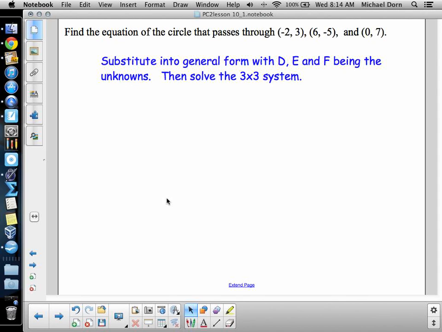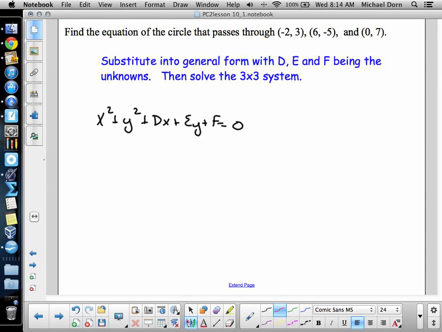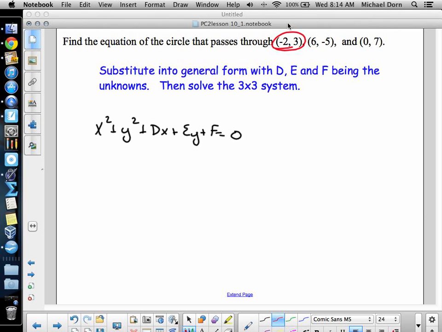Basically, the way it works is this. We're going to take each one of these points and use it as an x, y. Why? Because I know my general form is x squared plus y squared plus dx plus ey plus f equals 0, right? So I'm going to take each one of these points individually. Say negative 2, 3 is one of them. That's going to be an x, and that's going to be a y. So I'm going to put that in here.